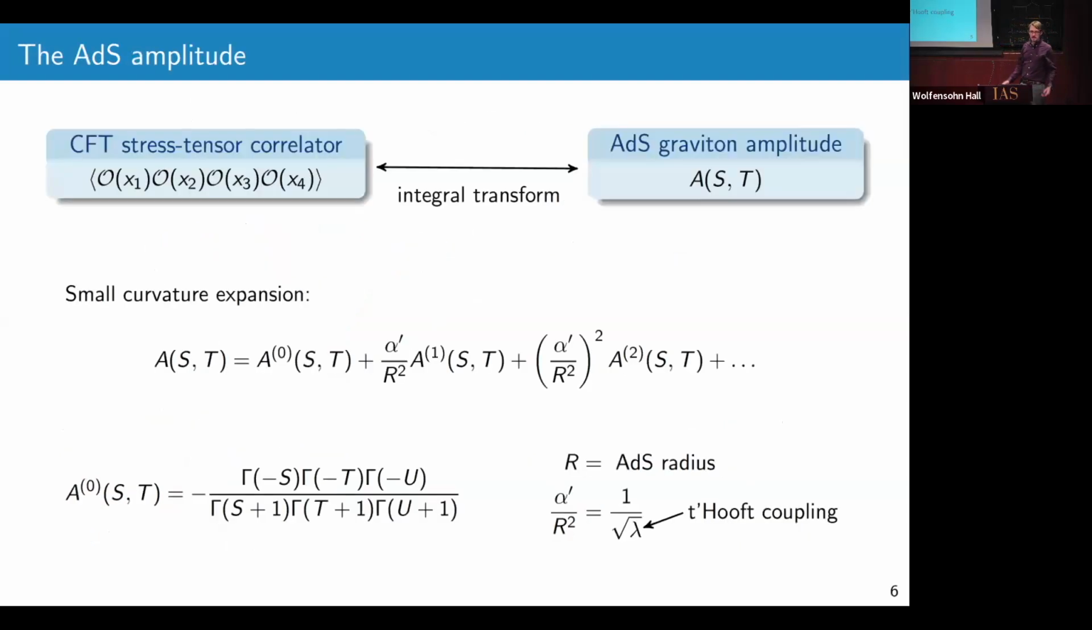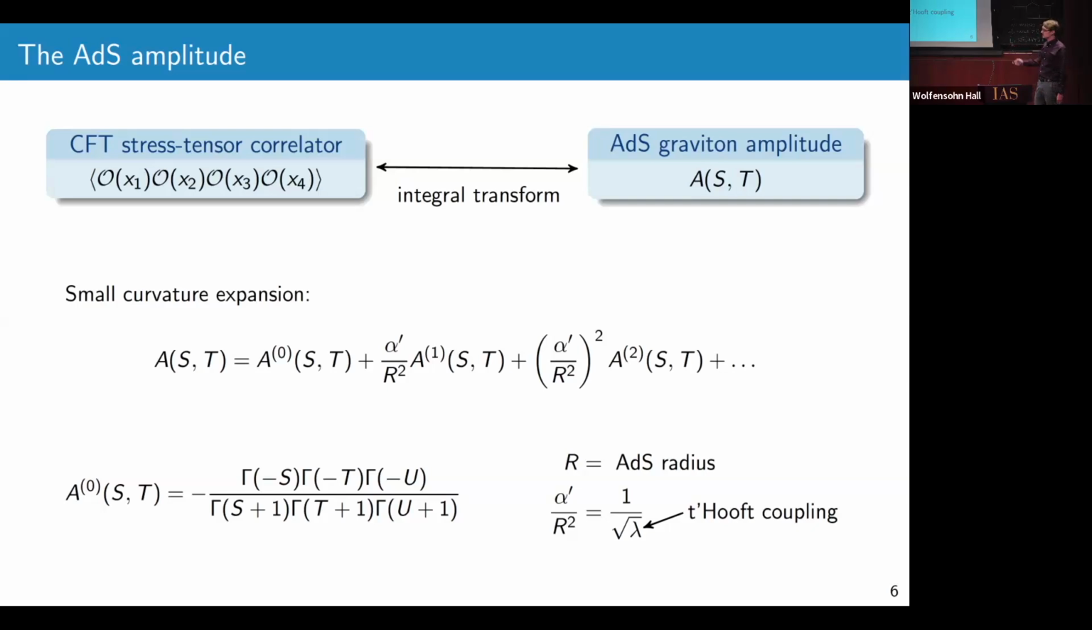So what is this AdS amplitude? We define this in terms of a CFT correlator, where O is the superconformal primary of the stress tensor multiplet. So it's related by supersymmetry to the stress tensor, which is dual to the graviton. And this is exactly the correlator that Zara talked about on Monday. And we will do a certain integral transform of this correlator to reach the AdS graviton amplitude, and for which we do a small curvature expansion like this.